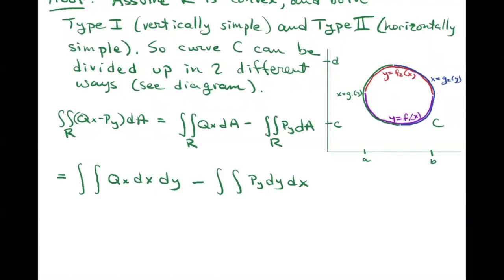Now on the first one, we need limits on x for Q. So x would go from g1 of y to g2 of y. And then y would go from, sorry, from C to D, my bad. Like that. And then on the other one, we're doing dy first. So the limits on y are f1 of x to f2 of x. Like that. And then, of course, x goes from A to B. Like that.